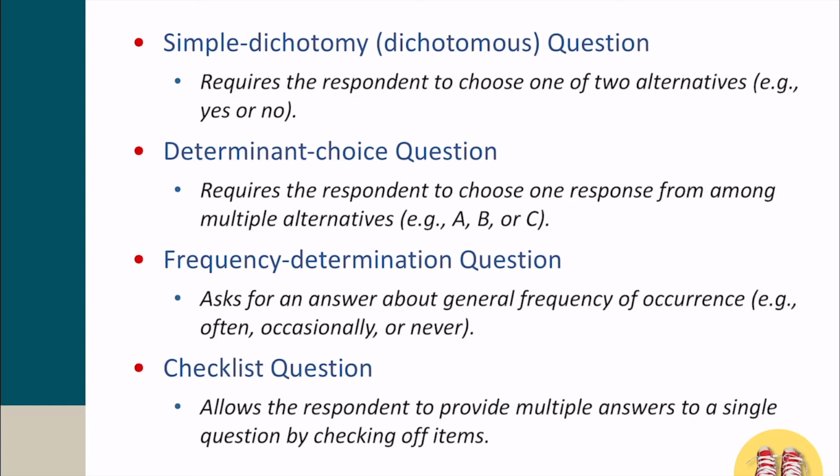And checklist question. It allows a respondent to provide multiple answers to a single question by checking off items. Oftentimes, especially with advertisements for college, you may see, pick the subjects or disciplines that you are most interested in, and they would have a bunch of alternatives there: psychology, criminology, political science, and so forth. You would just check off all of the ones that you liked. This gives you a way of determining all of the likes or most of the likes of that respondent.